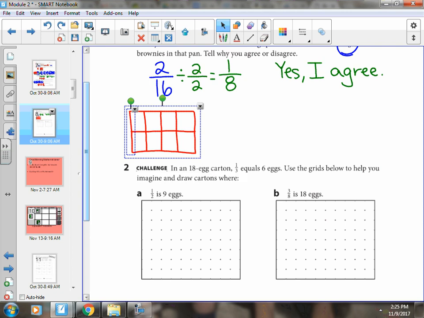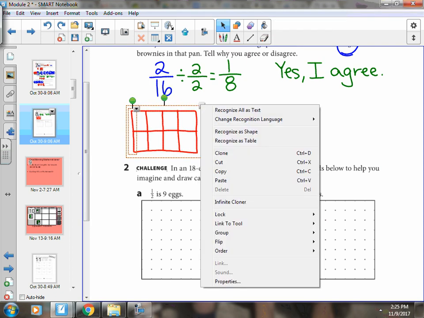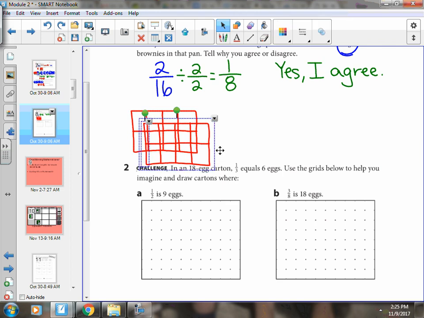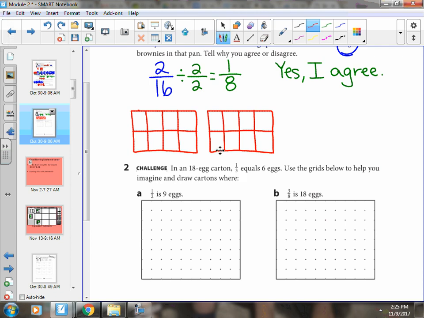Clone this here. Okay, I'm going to get this one into 16ths. Okay, so I have my one pan of brownies cut into 16ths and the other pan of brownies cut into 8ths. So if I shade them in, here's 2/16, and the friend is saying that's the same thing as 1/8. So let me shade in 1/8.